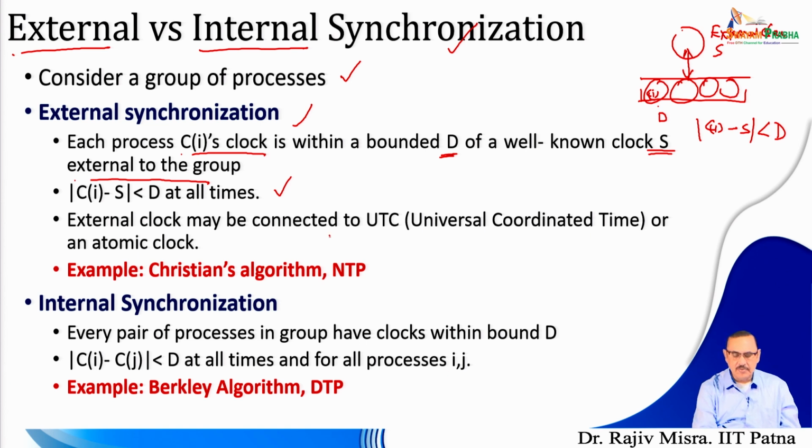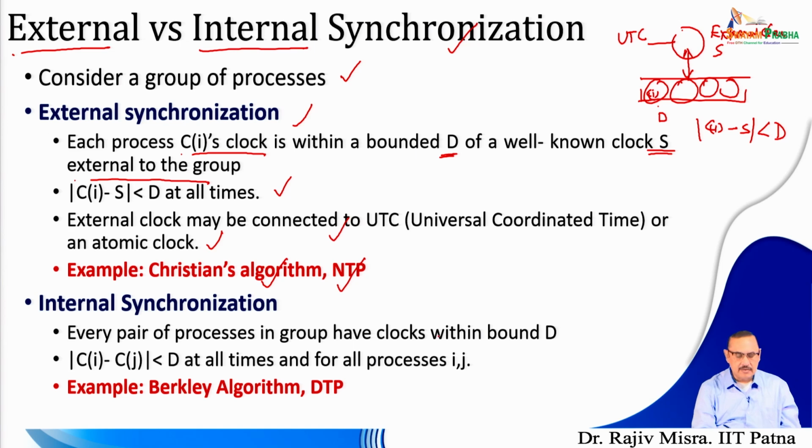The external clock may be connected to the Universal Coordinated Time or an atomic clock. Examples of such external synchronization mechanisms are two algorithms called Christian's algorithm and the Network Time Protocol, or NTP.